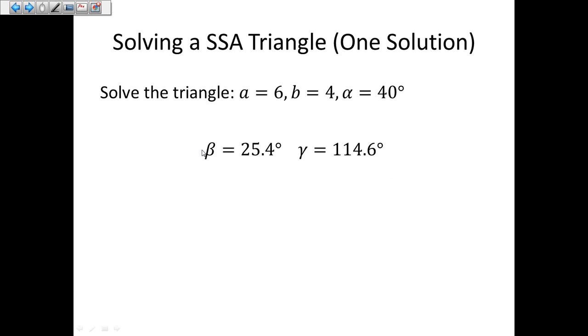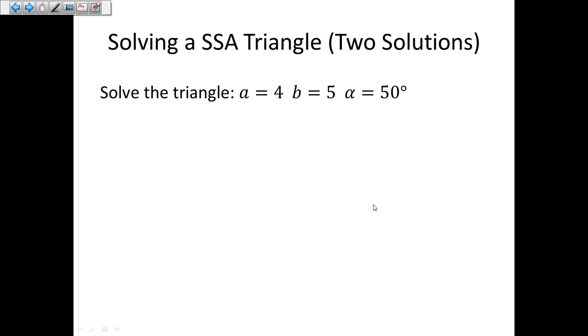Okay, so we're going to use 25.4 for beta, which means that we use 114.6 for gamma. Now I can go ahead and solve for C. So again, I use my law of sines, solve it for C, and I get 8.49. Again, a quick check. Smallest angle should be opposite my smallest side. My biggest angle should be opposite my biggest side.